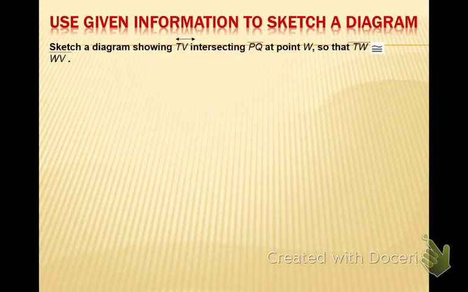This is one of the challenges of geometry, visualizing some type of statement in your mind and being able to put it on paper. Let's take a look.